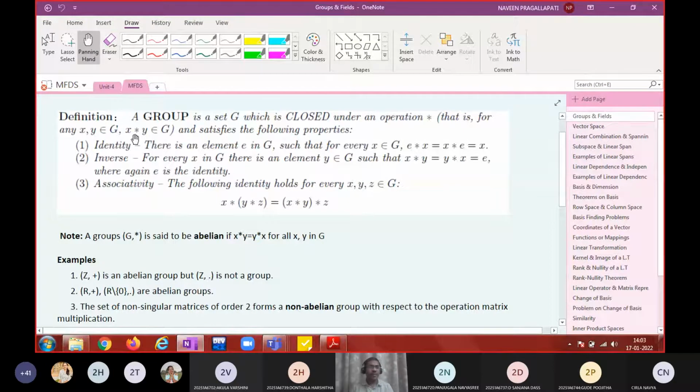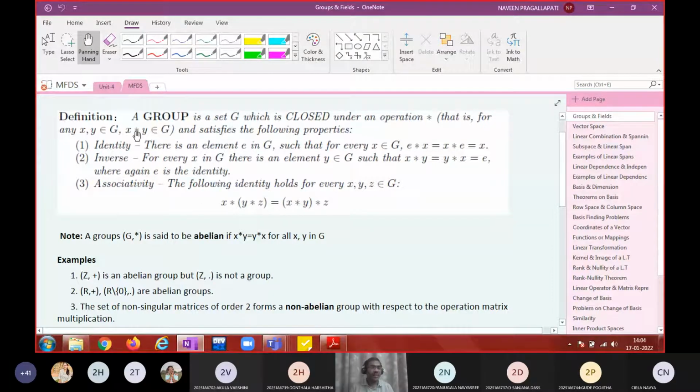Then G is closed under the operation star. In addition to that, if there is an identity element, what do you mean by identity element? x star e equal to e star x equal to x for every x in G. If there is an identity element and if every element has an inverse, what do you mean by inverse? For every element x, you should be able to find an element y such that x star y equal to the identity. Something like 2 into 1 by 2 equal to 1, or 2 plus minus 2 equal to 0. 0 is the additive identity and 1 is the multiplicative identity. Similarly, if it is associative, (x star y) star z equal to x star (y star z).